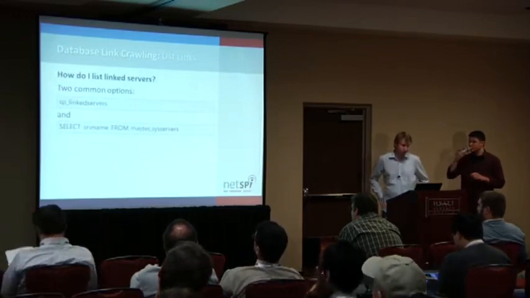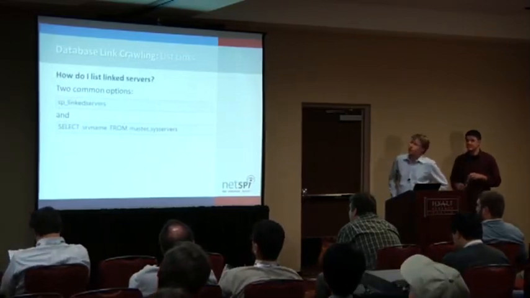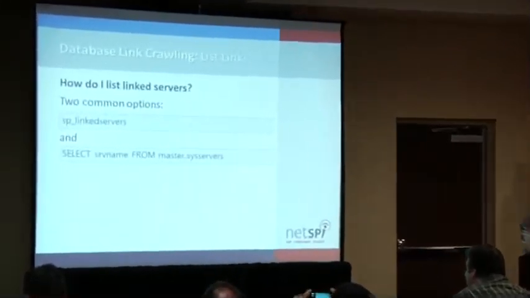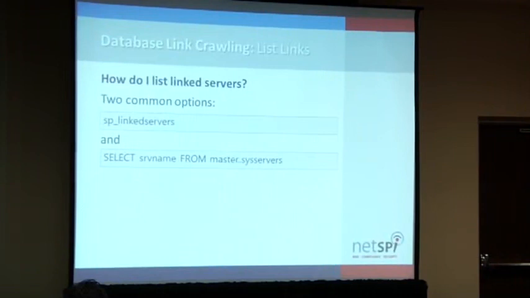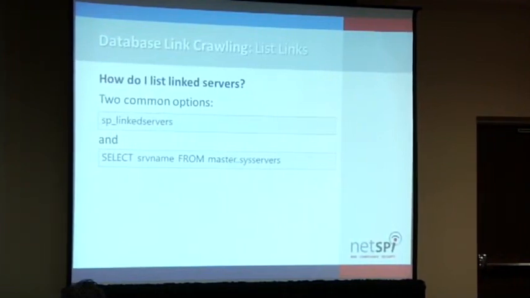Some basic concepts for links. How do you list them? Stored procedure sp_linkedservers. That just gives some information about the links. Or you can just select them from the master.sys.servers table, and it has all the links for one database server.